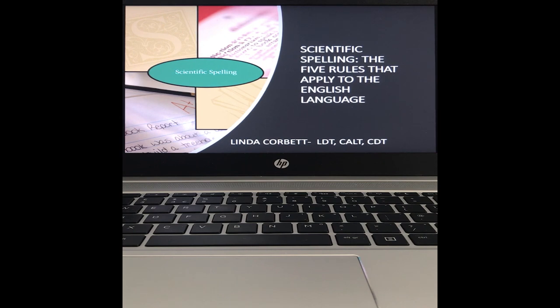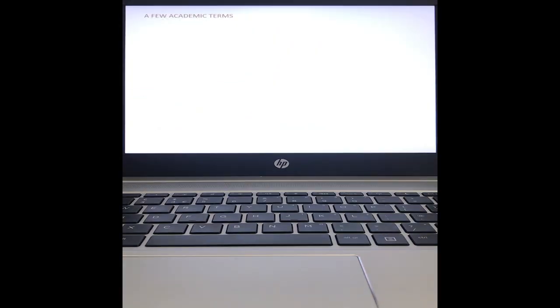Today we're going to explore one more of the five rules that apply to the English language. Today's rule is going to be called the dropping rule. Before we begin, let's review a few academic terms.